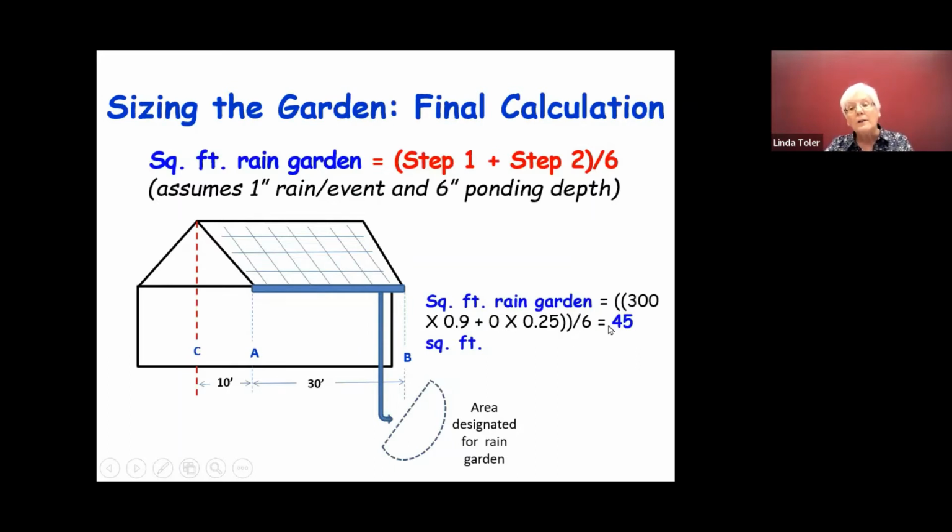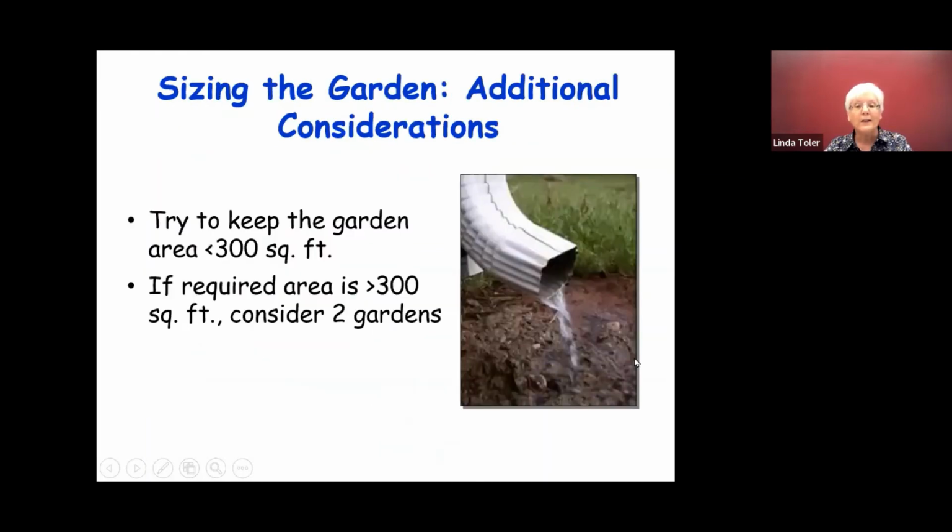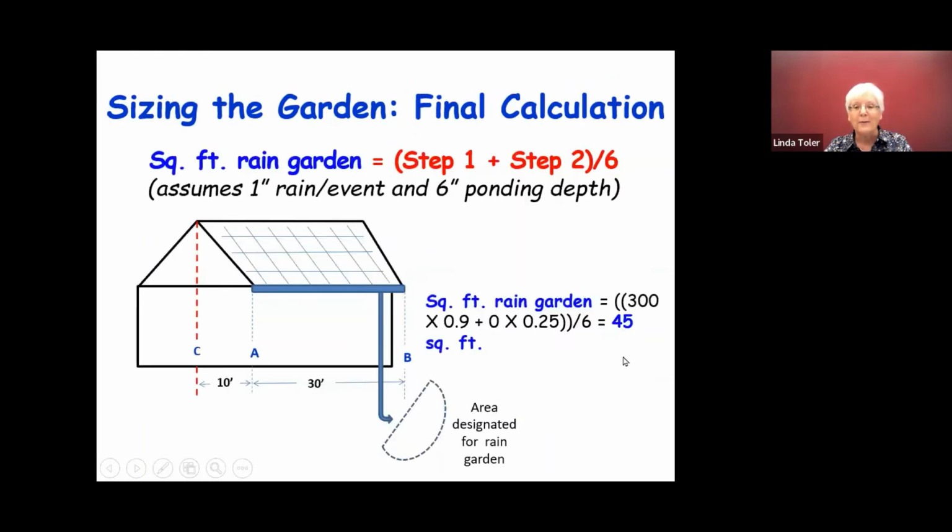And so our square footage, we use our magic equation, and our square footage for our rain garden is going to be 45 square feet. Let me leave it there for a minute. Okay, so this garden needs to be 45 square feet. Now there are different ways you can shape that garden to cover that 45 square feet, and we'll talk about that in just a minute.